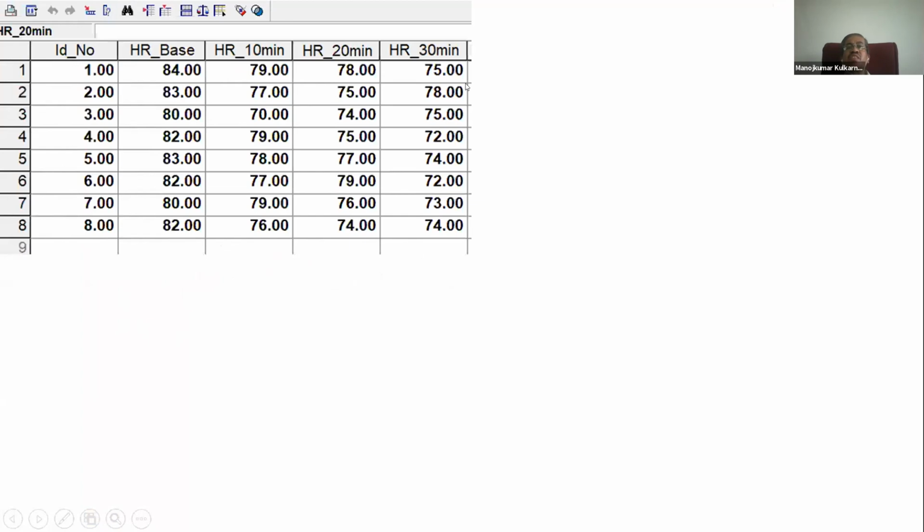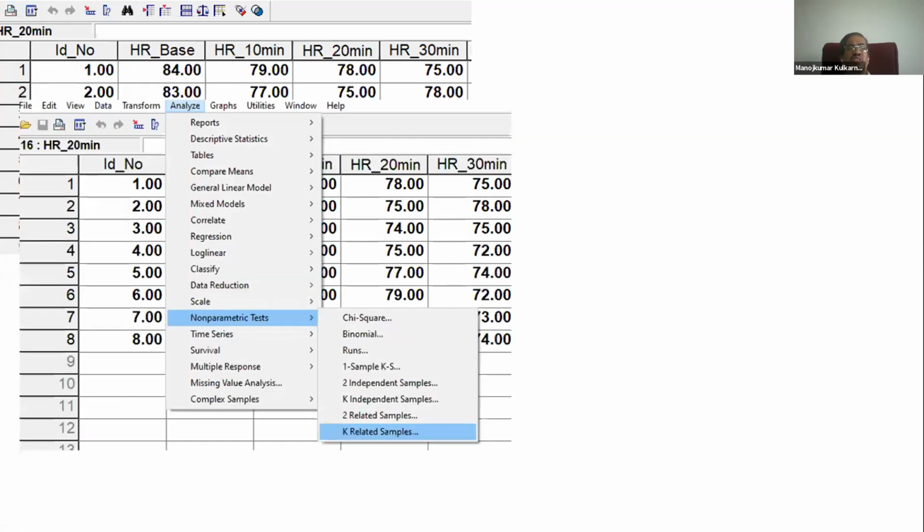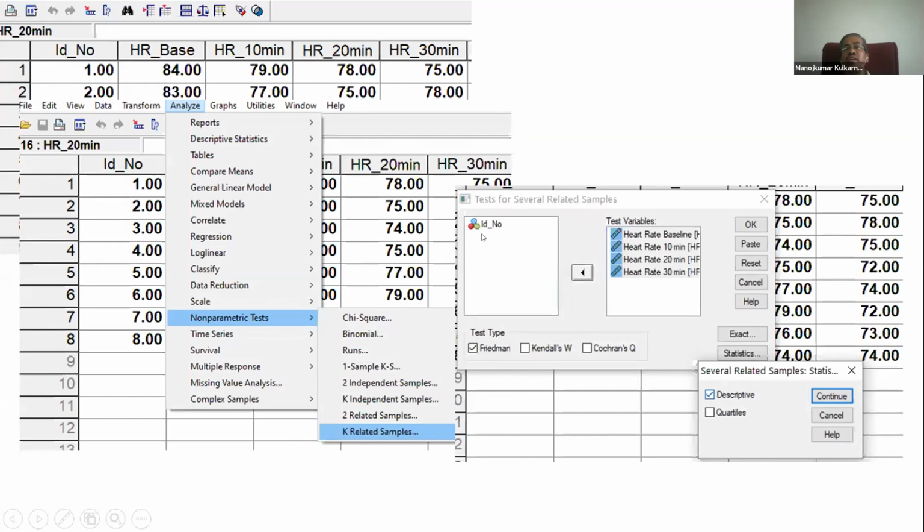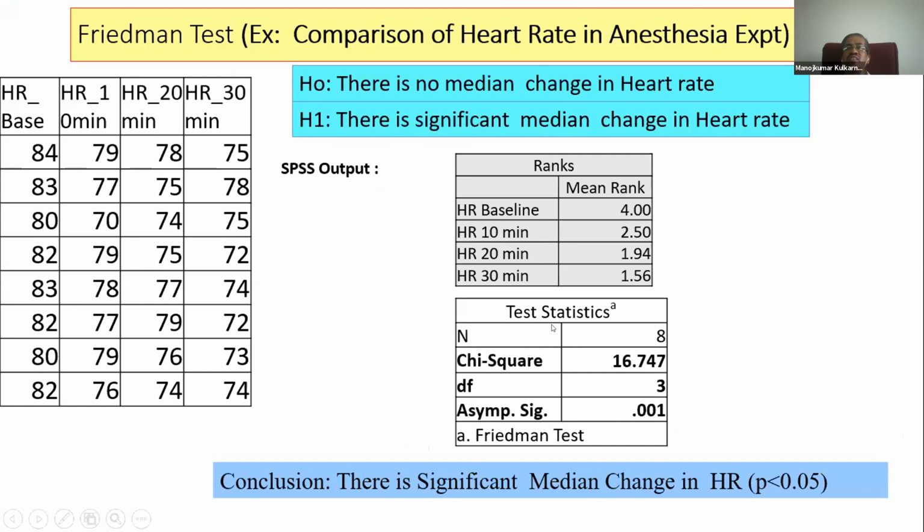So if you look at this one, it gives the impression that there is a decline in the heart rate. So we want to make sure that because of this drug intervention, there is an effect in the change in the heart rate. So to run this non-parametric test, we go to the related samples, and we select the Friedman test, and we take all the related measurements to this side, test variables, and click descriptive statistics and save, OK, and we get this result.